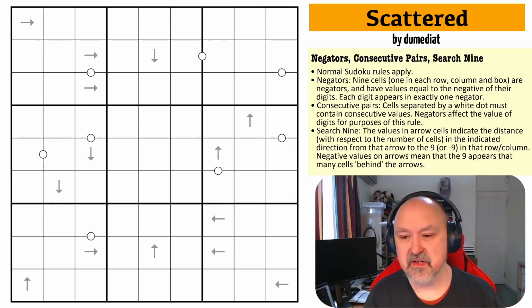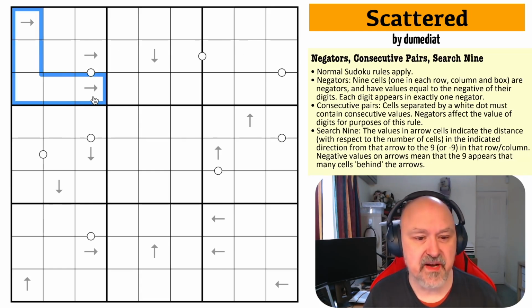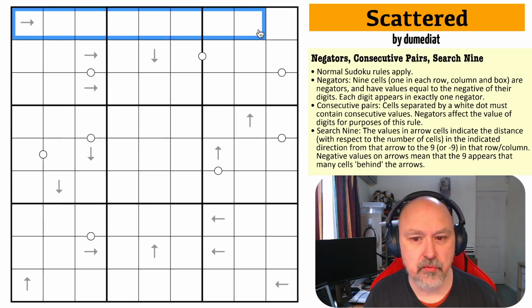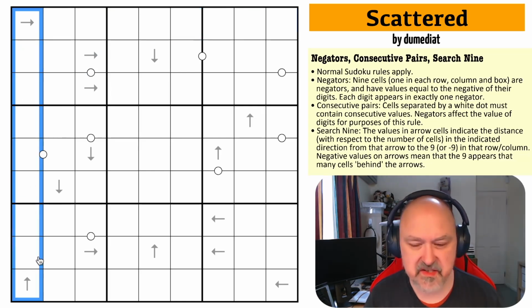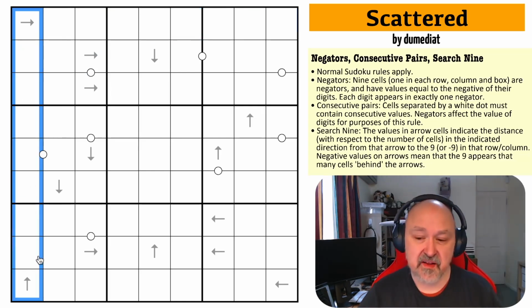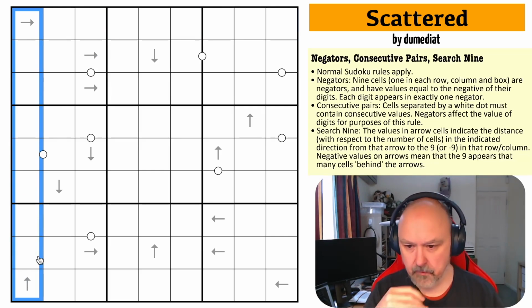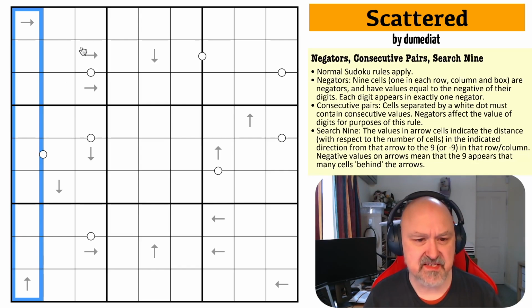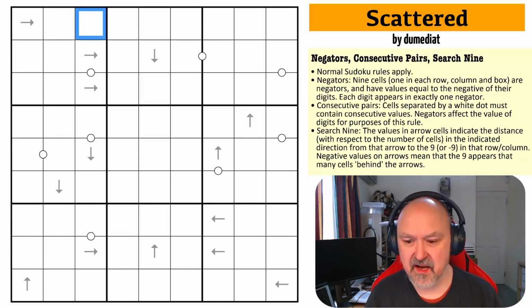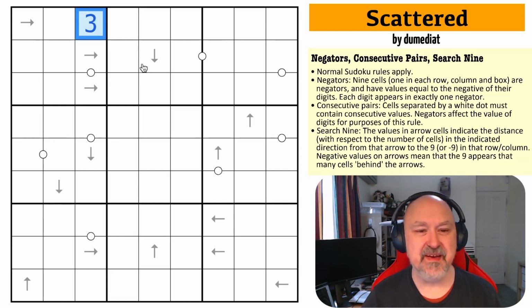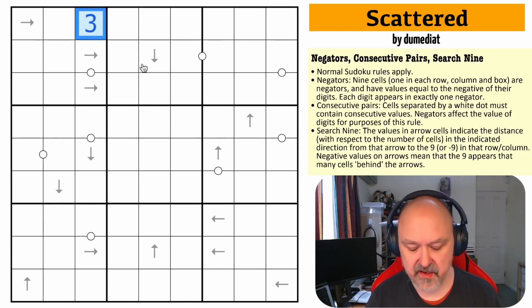So yeah, let's have a look at it. Normal Sudoku rules apply. In every box, in every row, and in every column, the digits 1 to 9 must be placed without repetition. This puzzle has negators in it. 9 cells in the grid, 1 in each row, column, and box are negators and have values equal to the negative of their digits. So what that means is, say this was a negator cell and it was a 3, the value of the cell would actually be -3, not 3. So that's kind of interesting.